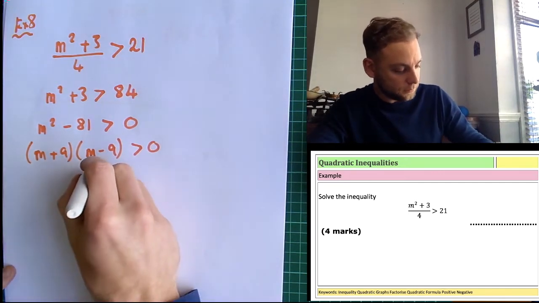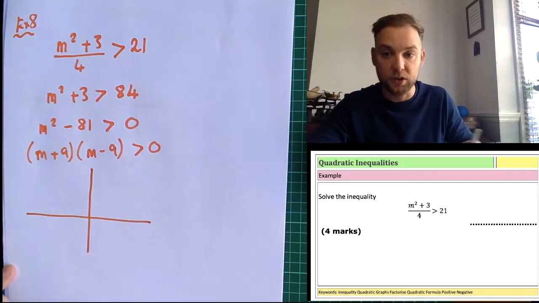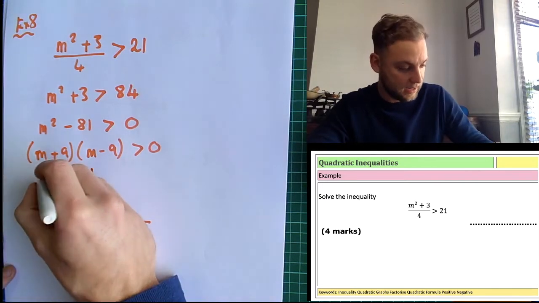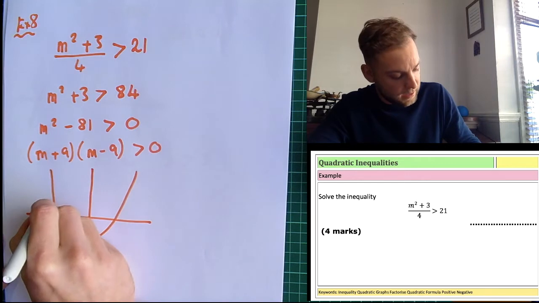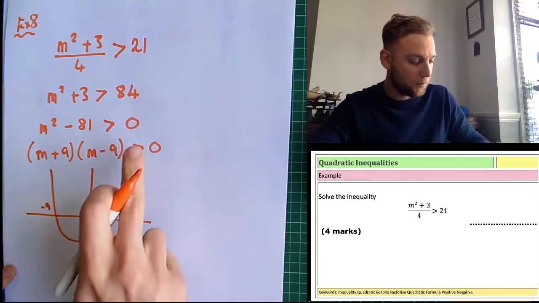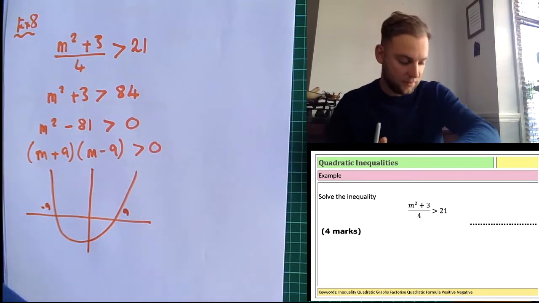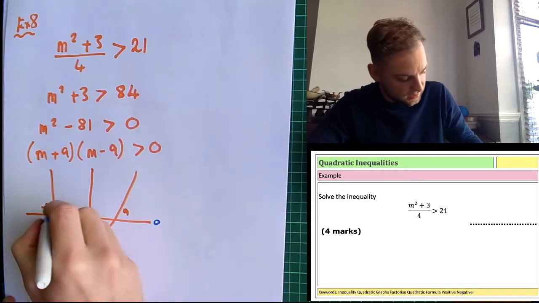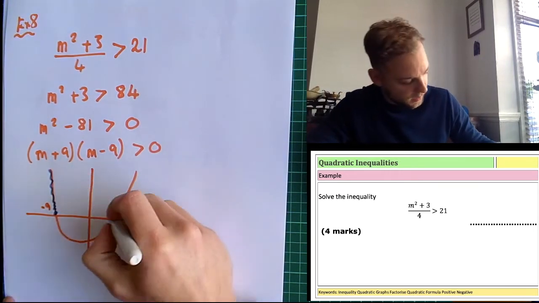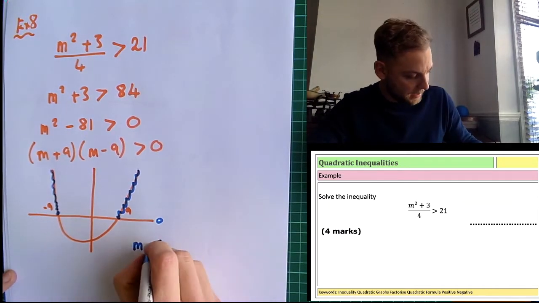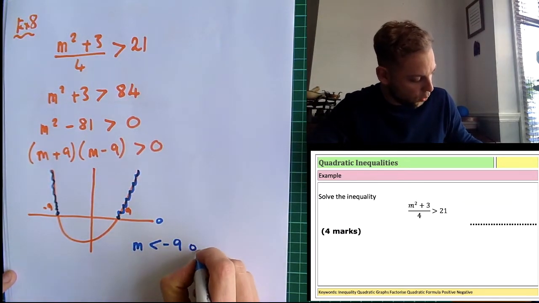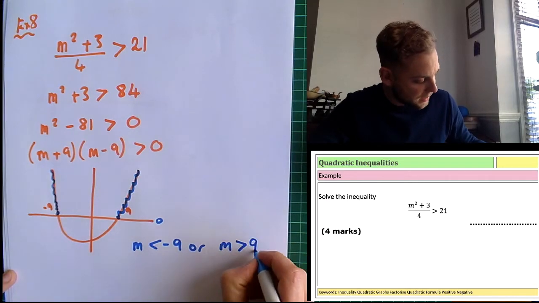So then I draw my graph. My solutions are 9 and minus 9. It's a positive quadratic. So it's minus 9 and 9, and we want it when it's greater than or equal to 0. So when it's greater than or equal to 0 is here and here. So it's when m is less than minus 9 or when m is greater than 9.